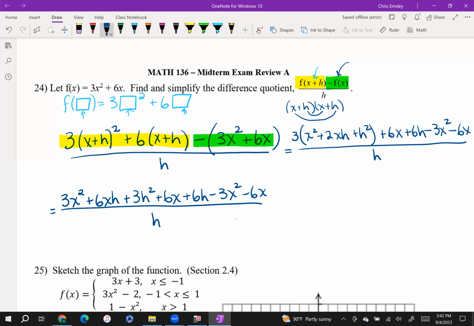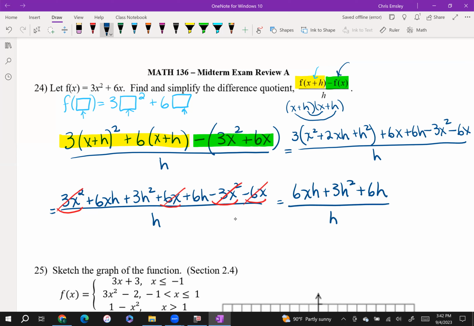Once you have done all your distributing and squaring and removed all your grouping symbols, then you want to look through your numerator and look for like terms that can be combined. Here is a 6x and here is a 6x, and look at that. One of them is a positive 6x and one of them is a negative 6x, so they cancel each other out. I've got an x squared term here and an x squared term here. And again, one is positive and one is negative, so that goes to 0. That's everything. So let's rewrite what we have left now. Now we have 6xh plus 3h squared plus 6h all over h.